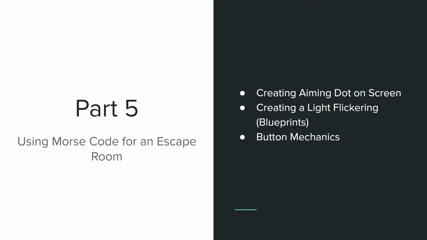The final week will be adding a dot on the screen so the player can see exactly where they're pointing, as well as flickering a light, as there's no good escape room without Morse code. And then finally, there will be a button mechanic because you need a way to translate that Morse code that you've seen, and so the player will push the button in response to the flickering light.